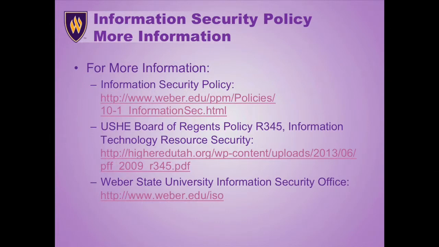If you have more questions, a great place to check is the policy itself. That's located on the PPM on Weber.edu under policies, and it's policy 10.1 for the information security policy. A lot of the requirements that we have on campus also come from the Utah Board of Regents R345, the Information Technology Resource Security Policy, and that link is available on this presentation. And the Information Security Office is always available for questions.